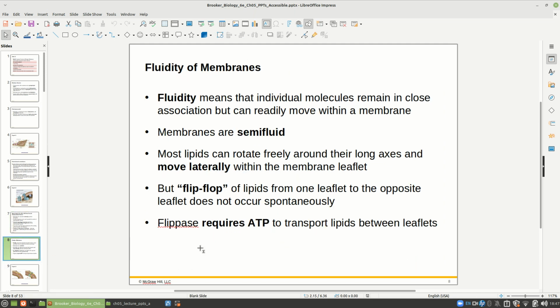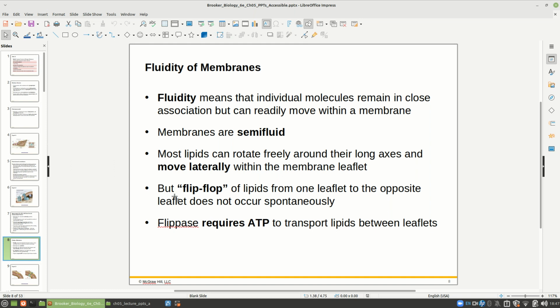Alright, so fluidity just means that the membrane is not rigid. It means it can move around a little. You don't want it to be too rigid, so you want to keep it fluid. You don't want it to be too fluid or it'll just kind of fall apart. So membranes are semi-fluid.